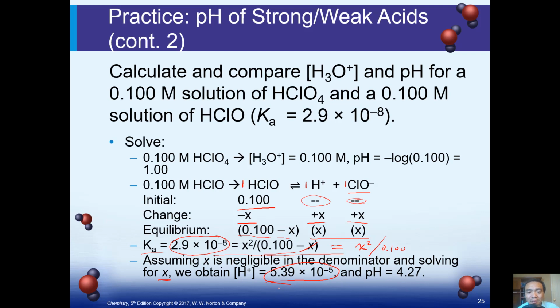So let's summarize this. For a strong acid, for example, in this case hydrochloric acid, the pH is 1. For the same concentration of hypochlorous acid, the pH is much bigger. It's 4.27, which is expected.